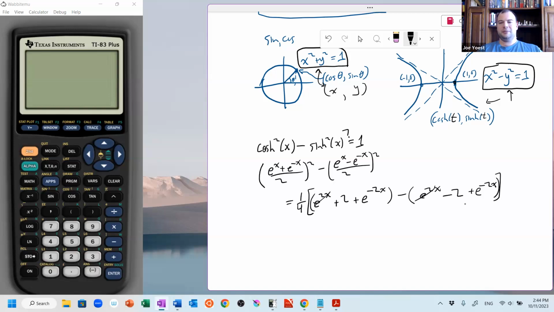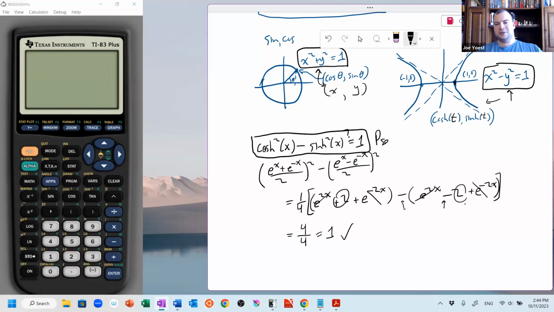E to the 2x minus e to the 2x goes away. E to the minus 2x minus e to the minus 2x goes away. I get 2 minus negative 2, 2 plus 2 is 4. Over 4 is 1. So I have a nice identity here. I sometimes refer to it as the pseudo Pythagorean identity.